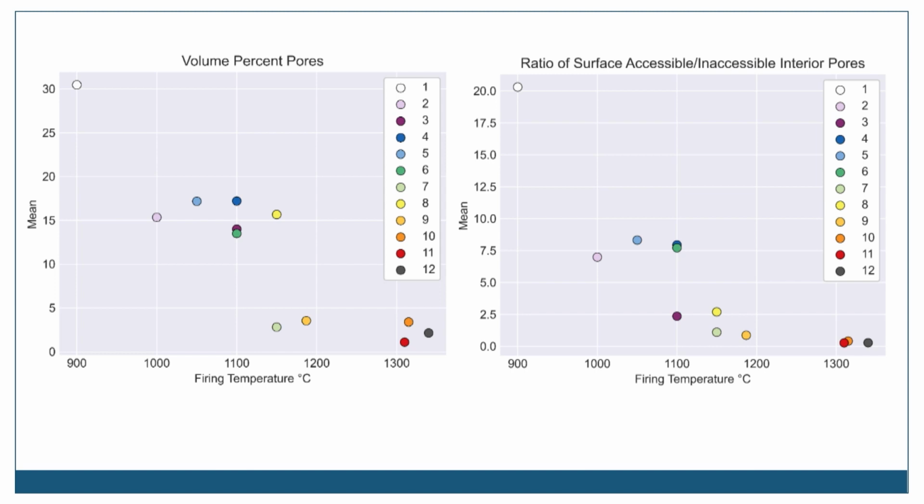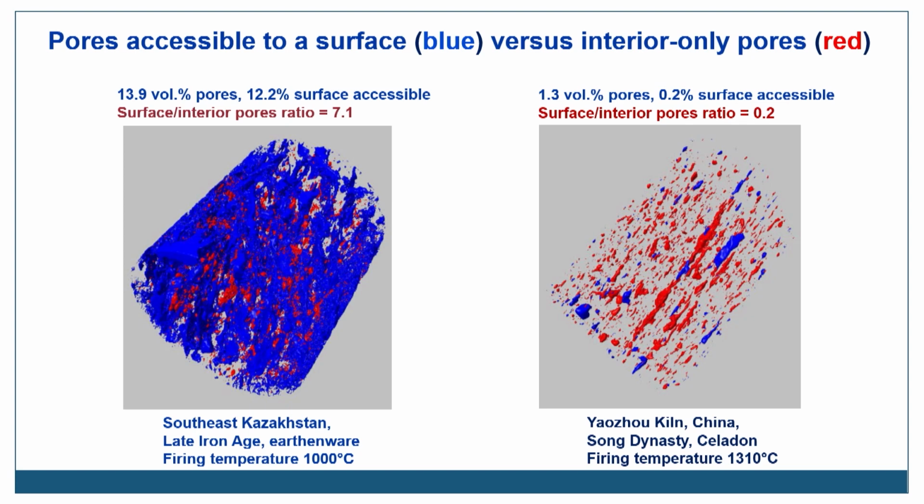The plot on the right shows the percentage of pores accessible to the surface and the percentage of ones that are interior only, and those are calculated to give a ratio of surface accessible to inaccessible interior pores. And that's even more strongly correlated with firing temperature at 20.3 for the lowest firing temperature and 0.3 for the highest ones. Here the pores accessible to a surface are in blue and the interior only ones are in red.